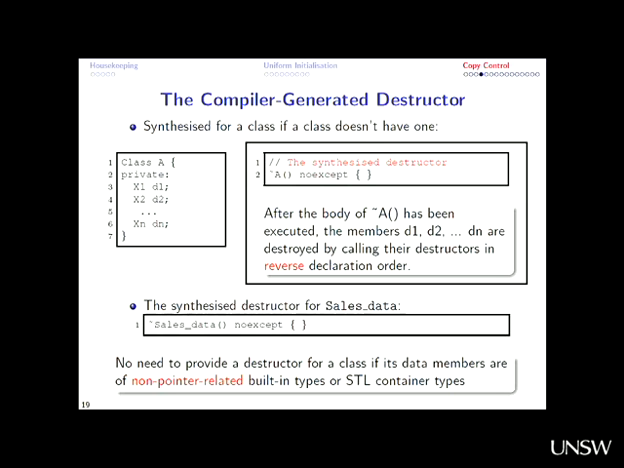There's a point here saying there's no need to provide a destructor for a class if the data members are non-pointer related. So if you're not doing anything with dynamic memory, generally you don't need to provide your own destructor because it's not going to do anything. In next week's tutorial, I'm going to give you an example where you do still need to provide a destructor. But generally, if you're not doing anything with dynamic memory, you don't need one. This is also why the note on assignment 2 says you may or may not need to include the destructor, depending on how you've written it.